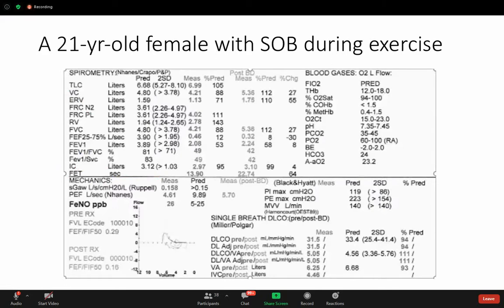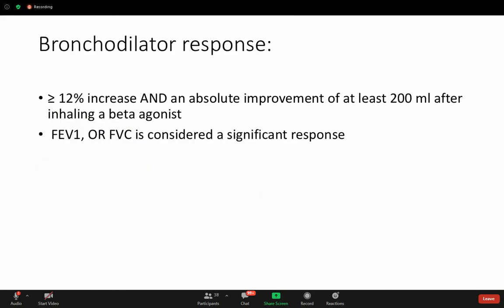And the reason, don't forget FEV1 over the FVC. So not all should be responding to the bronchodilators. What we are looking for is basically a 12% increase and absolute improvement, at least 200 ml after inhaling beta agonist, whether in FEV1 or FVC, one of them. So for bronchodilators, we don't look for the ratio. We focus on FEV1 by itself or FVC. If any of them have a significant response, we'll call it a positive bronchodilator response.